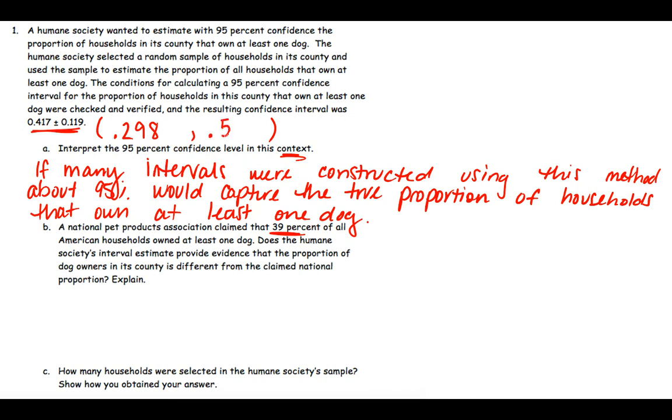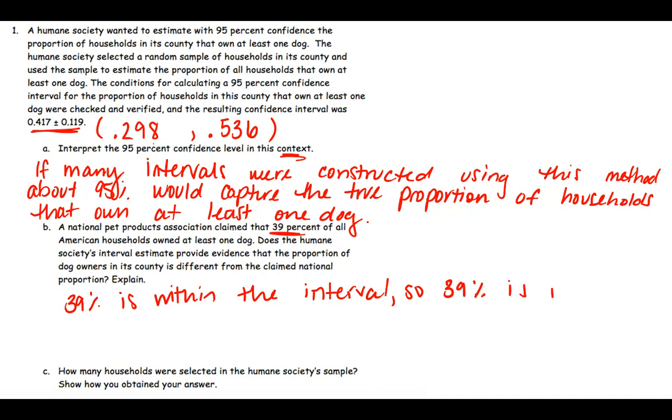So that is 0.536. So I would say that I'm pretty certain that somewhere between about 29.8% and 53.6% own at least one dog. So 39% is within that interval. So 39% is a reasonable claim. So it does not give me evidence that it's different from the claimed national proportion.